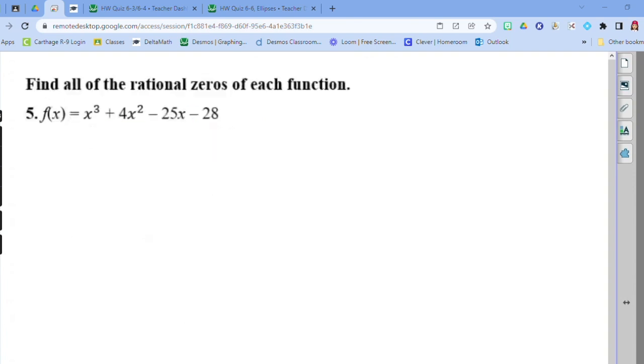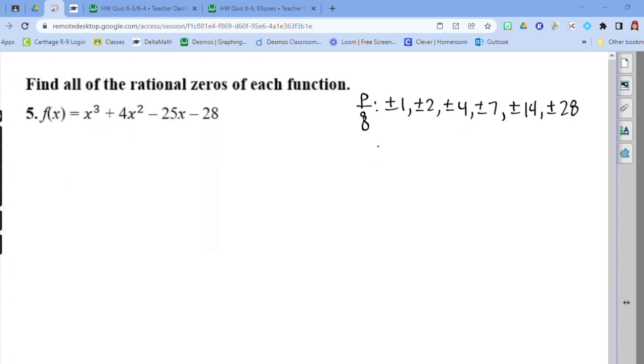So on the next one, no, this is not factor by grouping. So we do need to look at possible zeros. We start with listing P over Q, which in this case is just all the factors of P. So 1, 2, 4, 7, 14, and 28. I've got 1 change in sign, so I definitely have a positive number. So let's go through and see what we can find here.